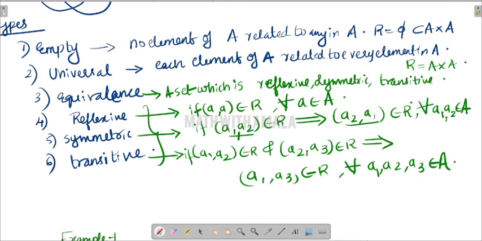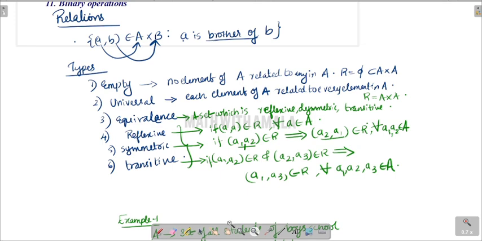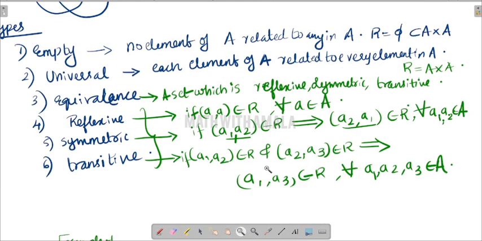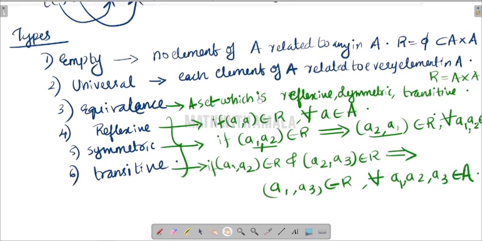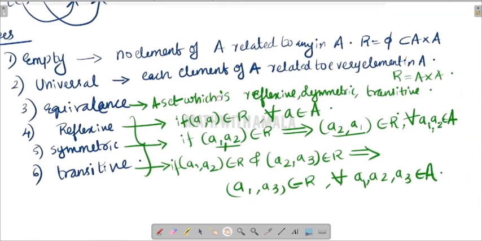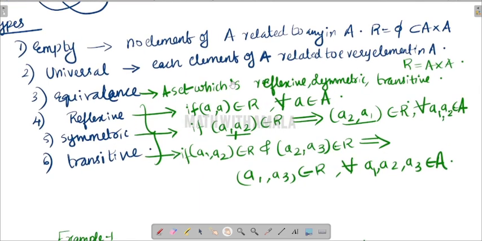Let us consider the types of these relations. There are several relations like empty relations, universal relations, trivial relations, equivalence relations, reflexive relations, symmetric relations, and transitive relations. There are several, on the basis of the connection between the elements from A to B or A to A. What is an empty relation? If no element of A is related to any element in A, then it's a phi relation, and it is a subset of A cross A. That relation is called the empty relation.